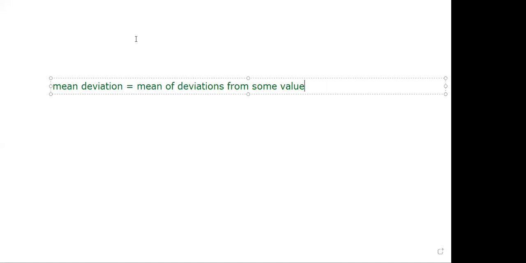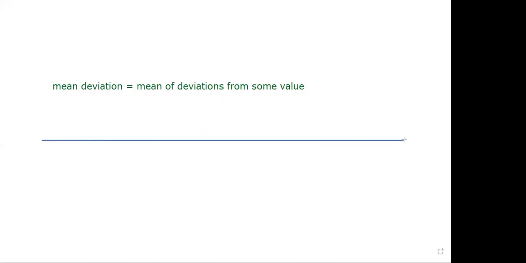Now, if you do a bit of math, let me draw a number line. Let's say this is a number line, a positive number line, and let's say these are the data points.